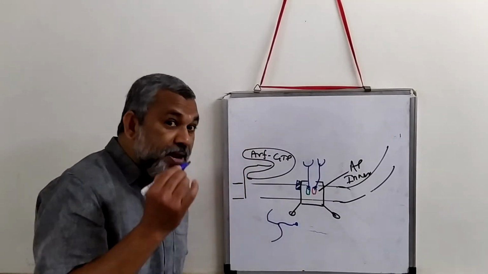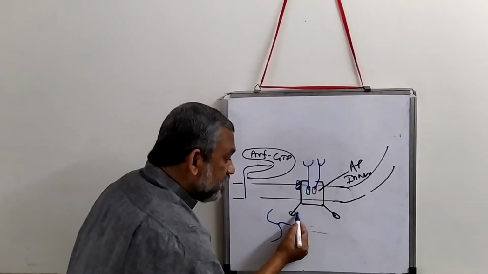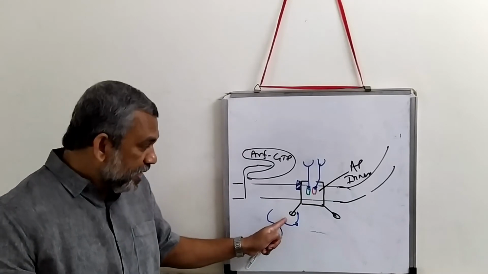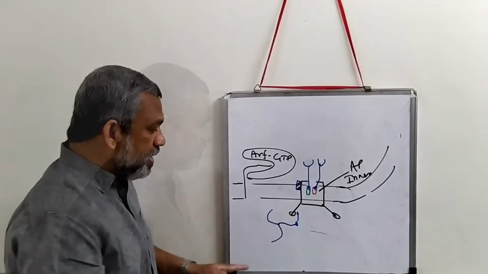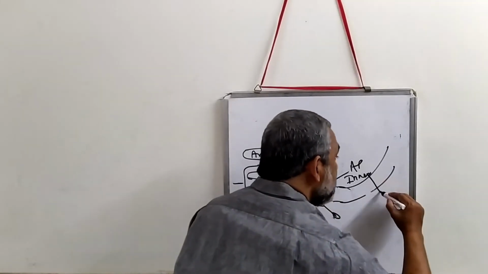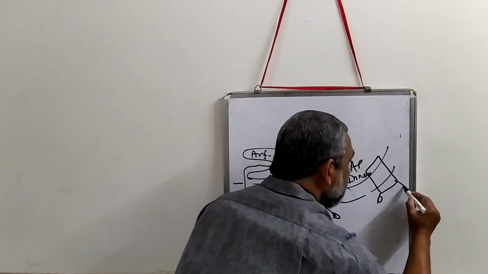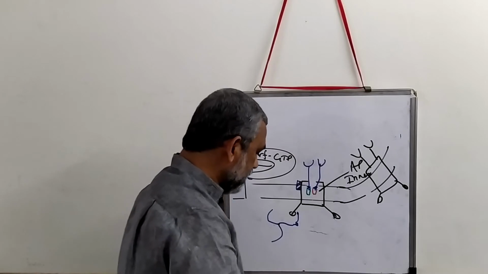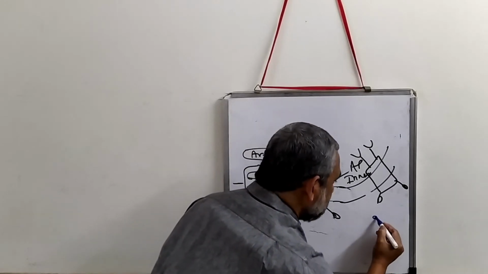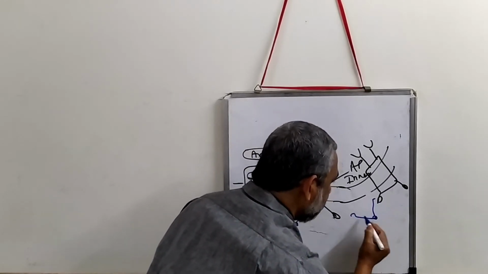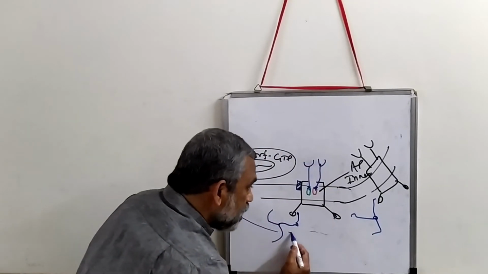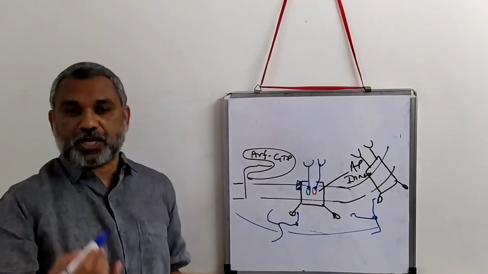and this is the domain which will interact with the arm of the AP protein, and there will be many other AP proteins connecting to the receptor, and this is interacting with the triskelion, and this triskelion forms the outer coat.